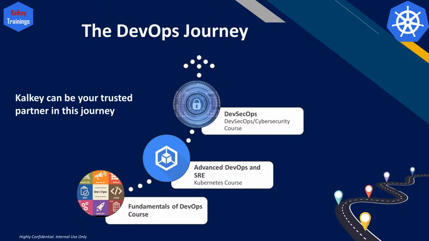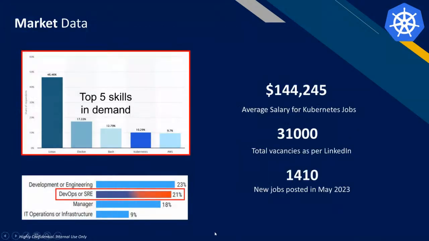Then this is one of the things, market data. Definitely we need to be aware of what's happening and where we are standing. Are we in the right path? Are we on the right track? Are we learning the things that are actually in demand? So for that, we have a study from a very respected research group called Gartner Group. They produced the top 5 skills in demand. This is research work done till May 2023.